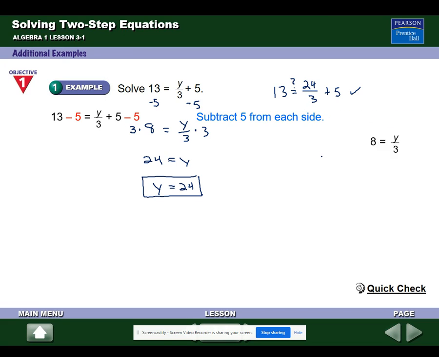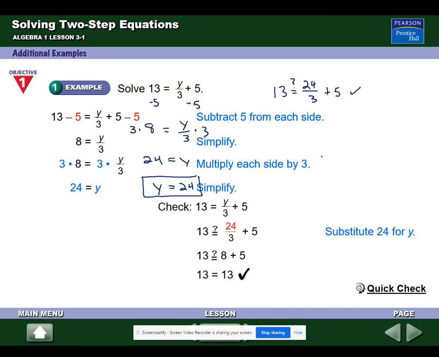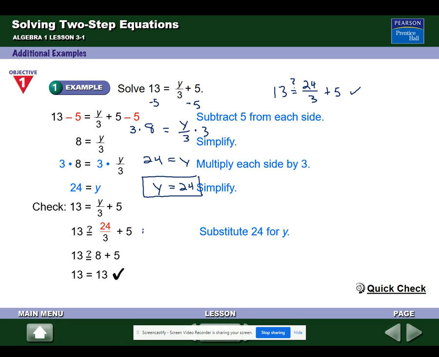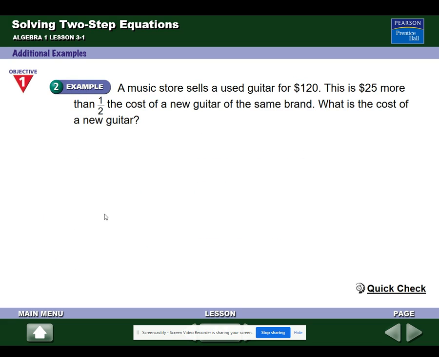Okay, 2 more quick examples that are really application. Look how much work they show for check. I mean, do you need to show all this? I think that's kind of crazy. Do what you think is best, though. It's worth checking, especially on the test, of course.